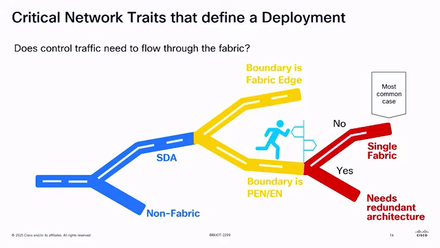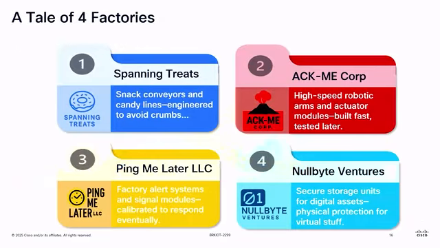So then moving to now the tale of the 4 factories, I have 4 fictional factories here. They are fictional in this PowerPoint, but they are real. I just cannot display the names of my customers. So the first one is Spanning Treats. They make snack lines without loops, without crumbs.